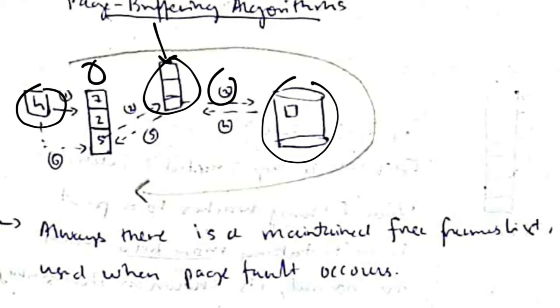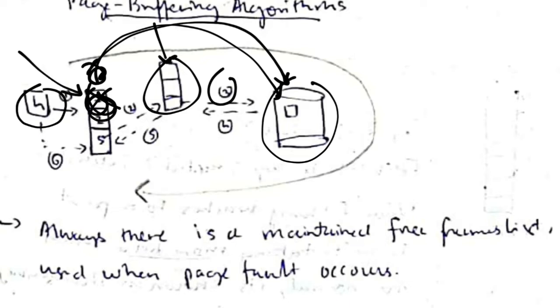So the page which is to be replaced will be stored in the memory, and in that place where it is now empty, the page which we stored here, that place is empty now. In that place, the new page will be stored. Okay, so that's known as the page buffering algorithm.